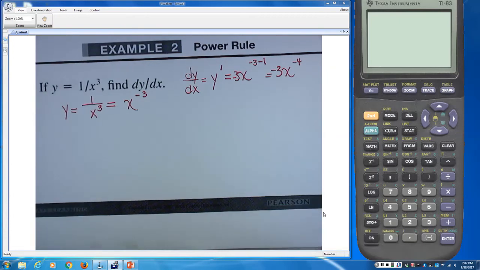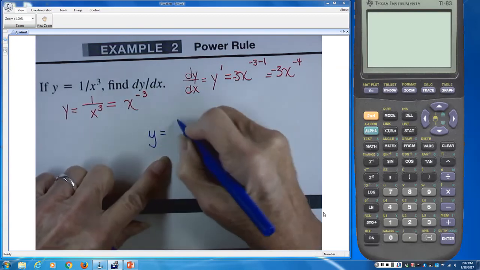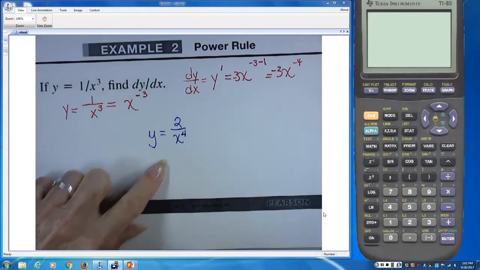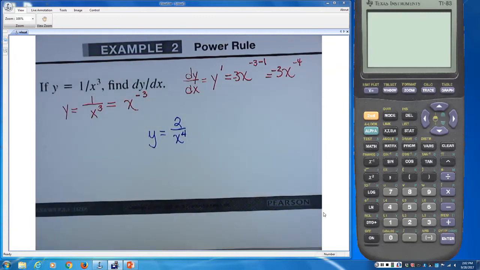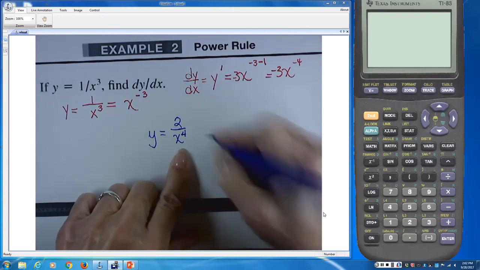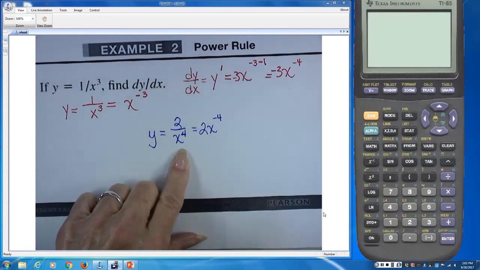Okay, one more question, just to make sure you understand, because I've got basic examples, but then when I see a little bit of puzzlement still going on, I'm going to give you one like it. What if I have y equals 2 over x to the 4th? How can I write that with negative exponents? 2x to the negative 4 power. 4th power. Okay?